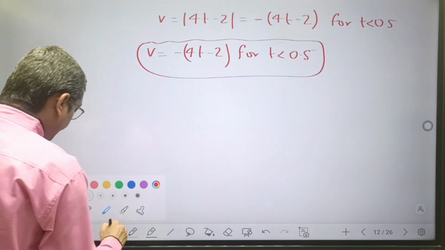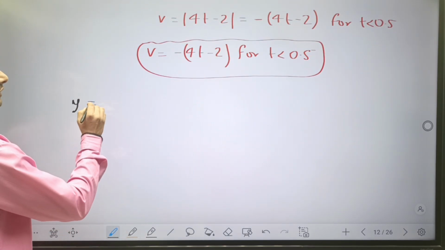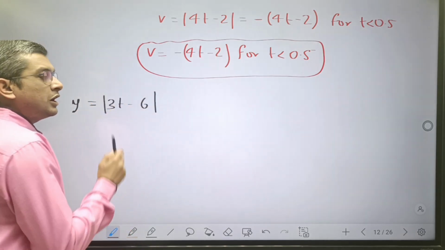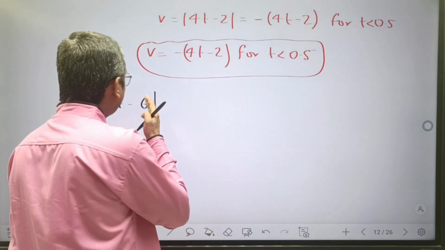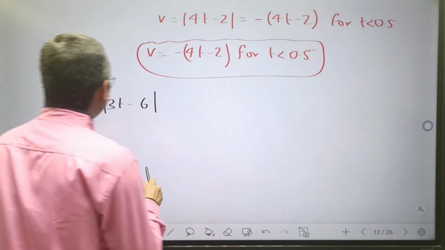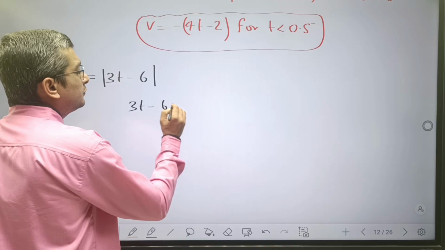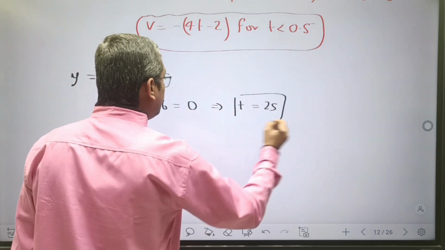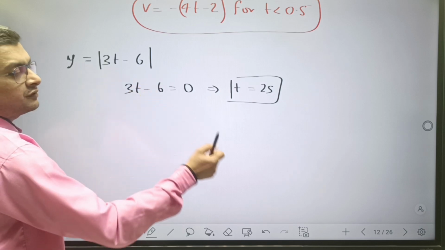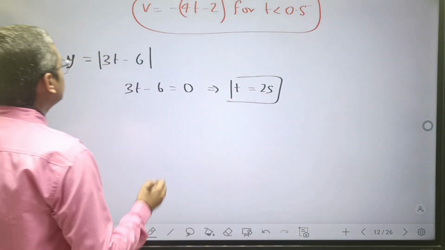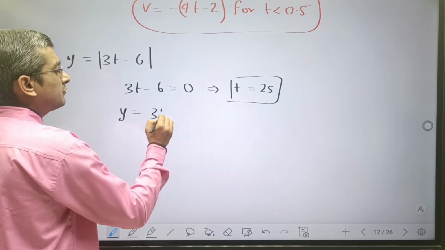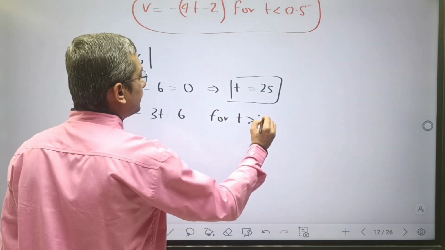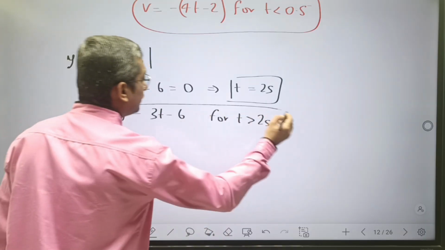You can take many more examples. For example, if the position of a particle is given as mod of 3t minus 6, you have to form two equations. The procedure: step 1, put 3t minus 6 equal to 0. From here you will get t equal to 2 seconds. It means that 3t minus 6 is positive for t greater than 2 seconds. So y is equal to 3t minus 6, because it is already positive for t greater than 2 seconds. This is equation number 1.